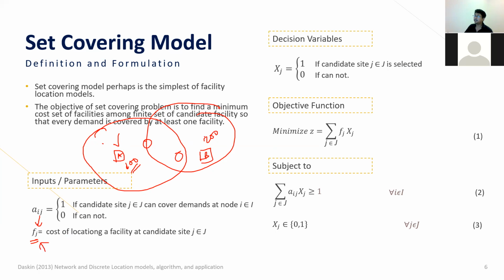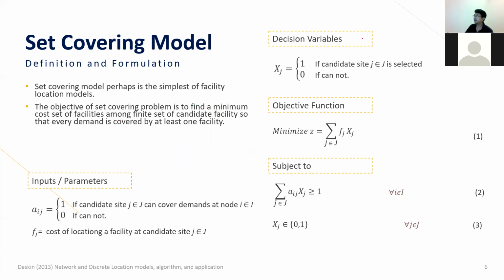But if this value is the same, it's 100 and this is also 100, so basically you will have, for this case, two optimal solutions. You can select B to be open or A to be open. The cost will be the same. Okay.